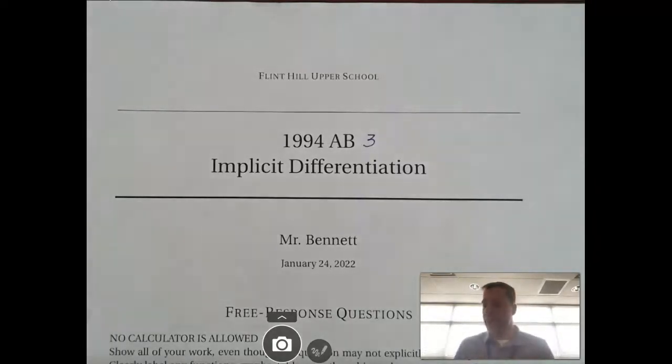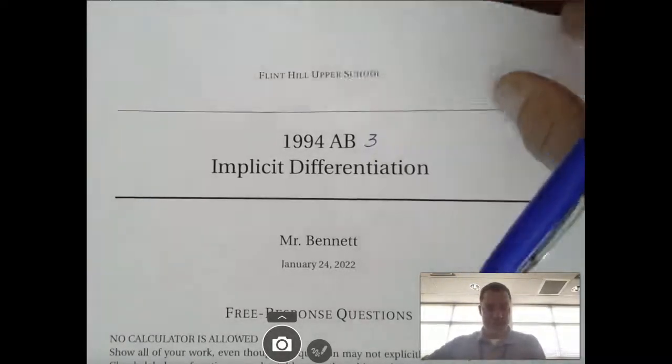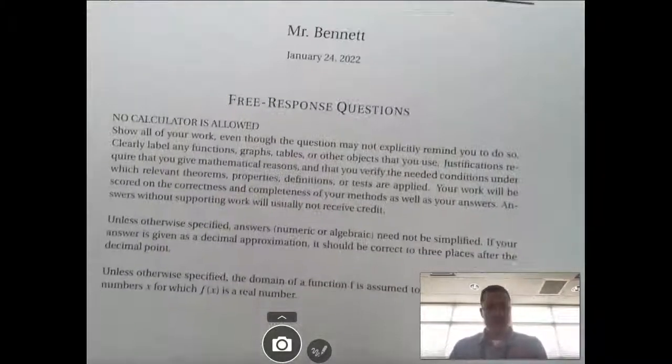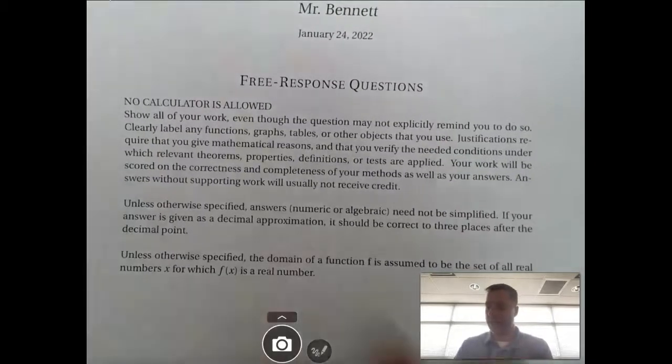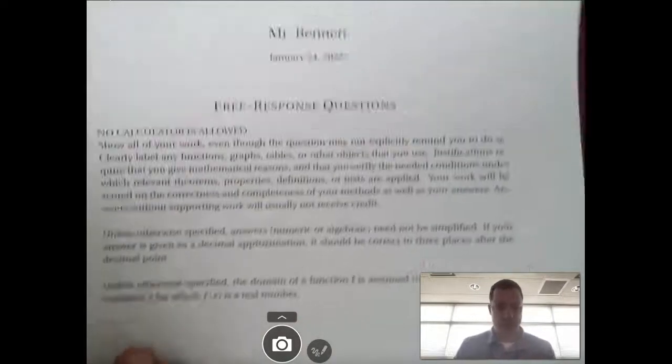There are 3 parts here. No calculators allowed. We don't need one. I just have the information here, taken from the AP classroom instructions: free response, no calculator. So let's go ahead and get started.